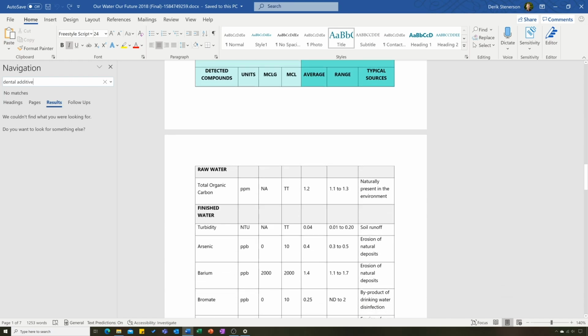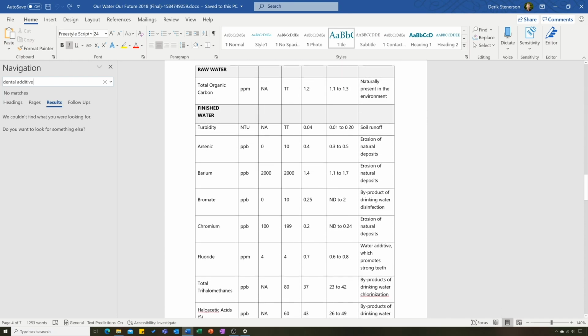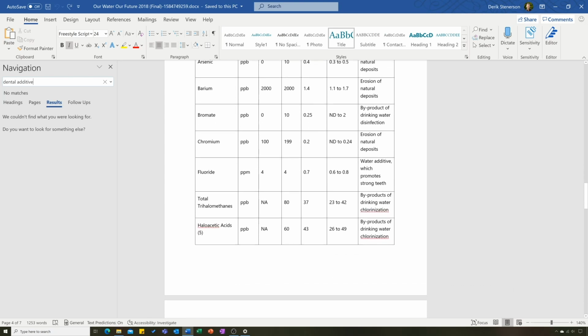They've got a table here. Okay. Elements in the water. All right, fluoride. All right, a water additive which promotes strong teeth. Well, as you can see, that was pretty frustrating. And quite frankly, it doesn't feel like a modern search experience that I've come to expect.